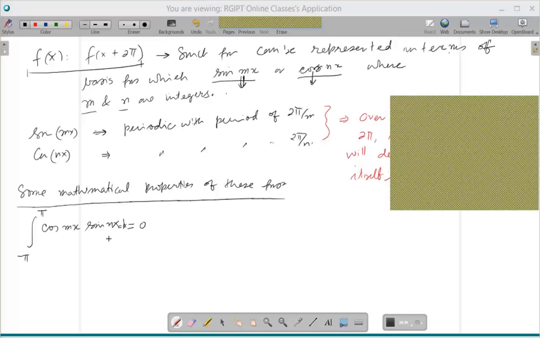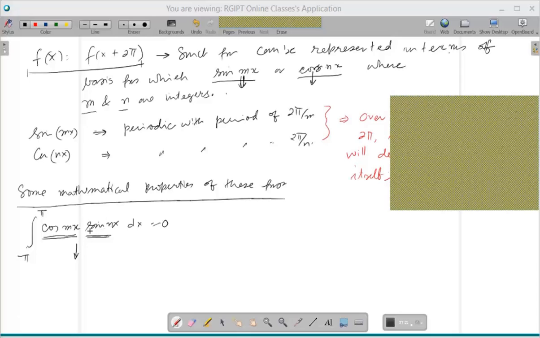Yes, 0, right? Just look at the expression. Cos is an even function. Sin is an odd function. The product is an odd function. An odd function integrated from minus something to plus the same thing will be 0. So that value is 0. That you know. That is one property that is relevant.